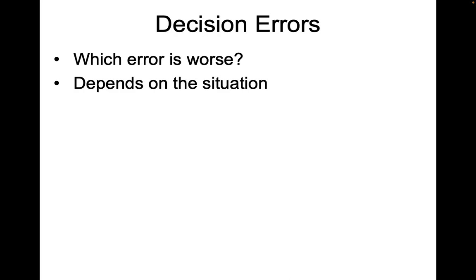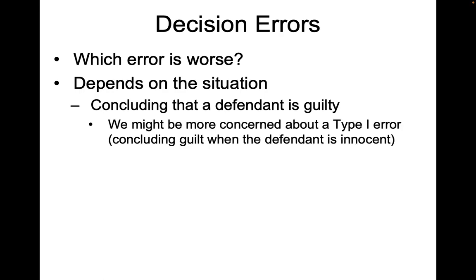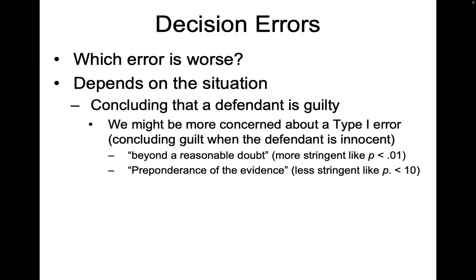It really depends on the situation. So if it comes down to concluding that a defendant is guilty, we might be more concerned about a type 1 error, that is, concluding guilt when the defendant is innocent. You could think of something like the beyond a reasonable doubt standard that they have in the law as something very stringent, kind of like an alpha level of 0.01. Alternatively, sometimes the legal standard of preponderance of the evidence is used. You could think of that as less stringent, more like a higher alpha level like 0.1.